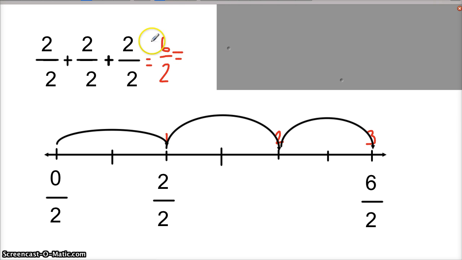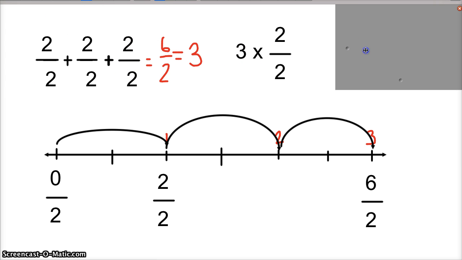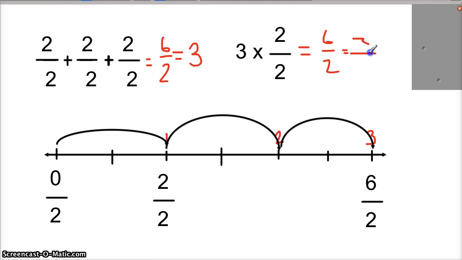So if you have an improper fraction, which means that your numerator is greater than your denominator, you should always change it to a proper fraction or mixed number. So 3. Now I want you to write this as a multiplication sentence. 2 halves. How many copies of 2 halves do we have? And we have 3 copies of 2 halves. So 3 copies of 2 halves. This says the same thing as this. Equals the same answer, 6 halves, which is still 3.